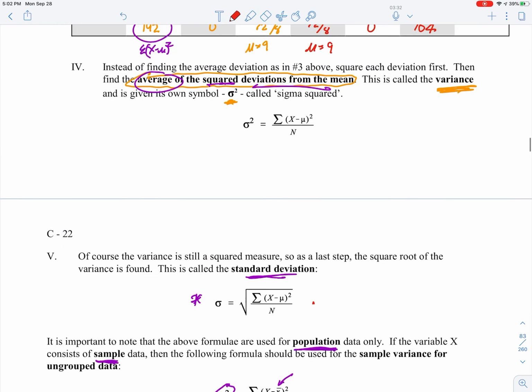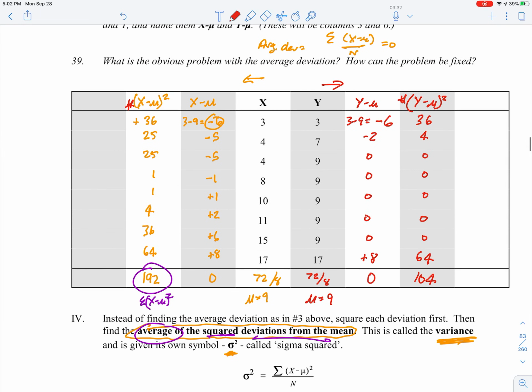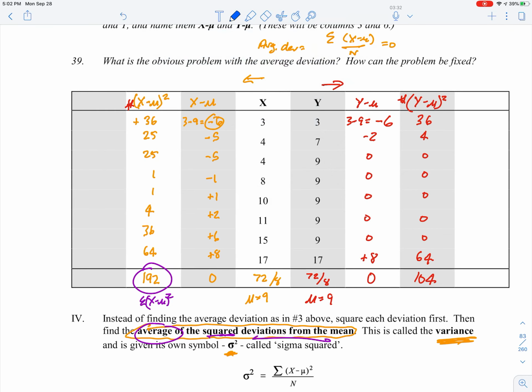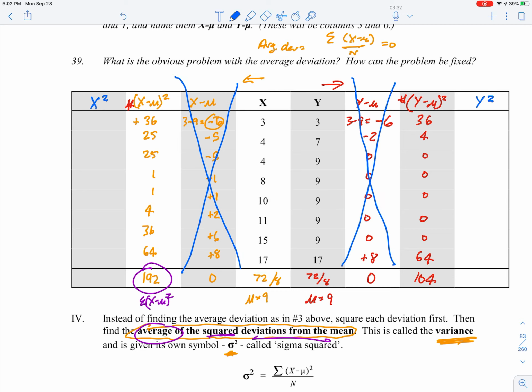So let's go up here, and I'll change colors. Let's go with a blue. I'm going to come up with a column here which is just the X squares, and another one over here which is just the Y squares. First of all, you never have to use this column here. That's just an educational thing that shows you that the average of the deviations always turns out to be 0.